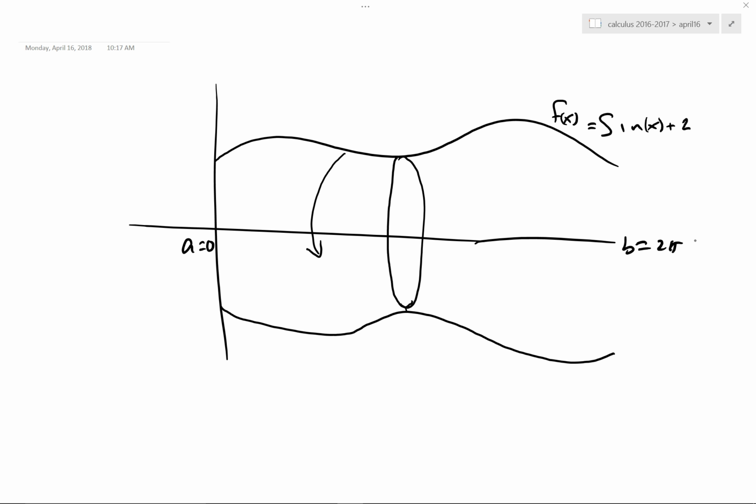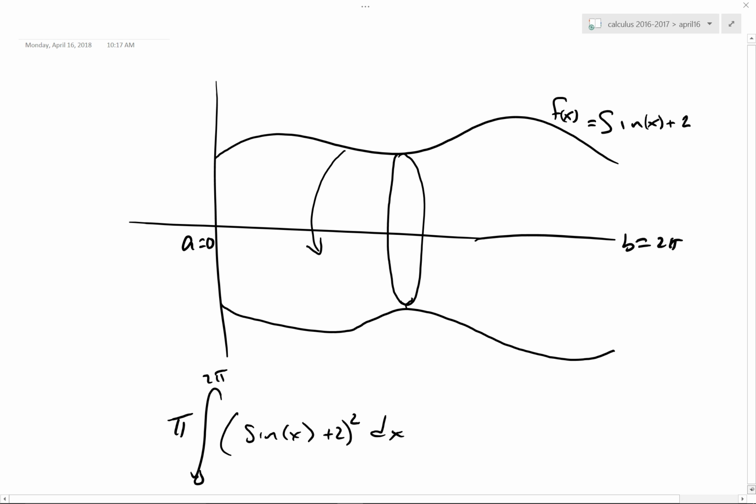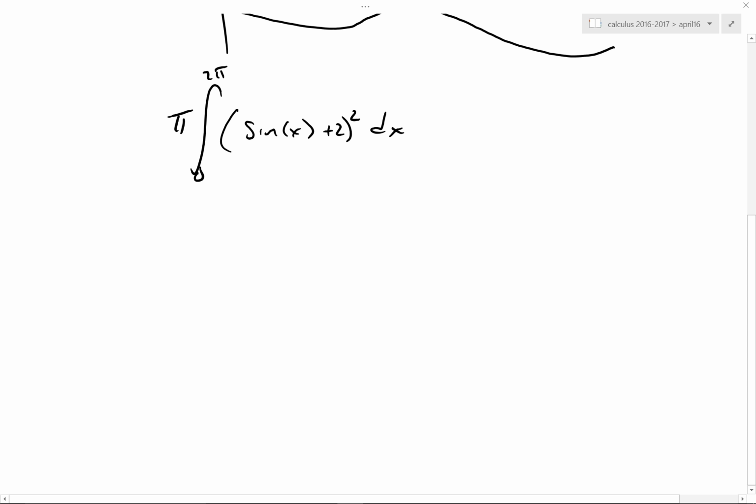So I'd like to know how much volume there is in this. Good, you with me on this? So, Mr. Grimm, isn't the formula just pi times the integral from 0 to 2 pi of sine of x plus 2, squared, dx? Literally, that's all it is. That's right. Literally.